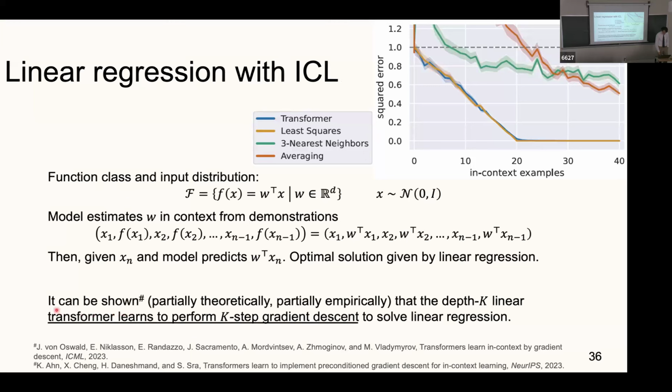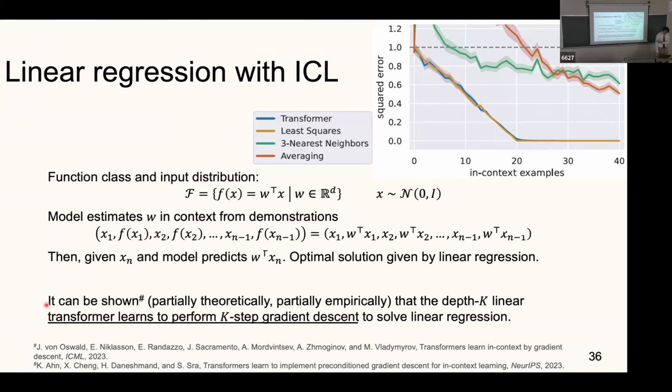But it turns out the way transformers do it, if you use a depth K transformer, is that it sets up the linear regression objective function, initializes W at 0, and then performs K steps of gradient descent. This can be shown, proven, that that algorithm is the minimizer of that loss when you train it in this manner.